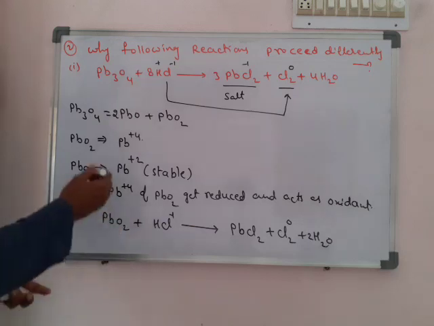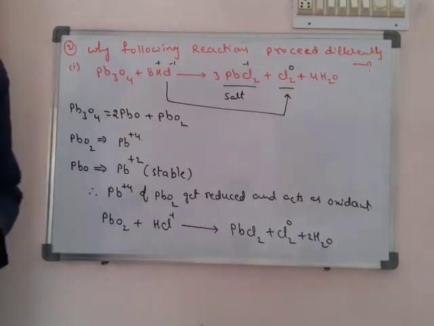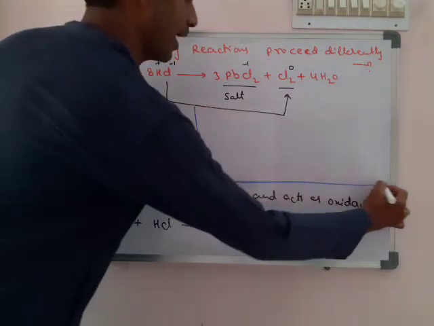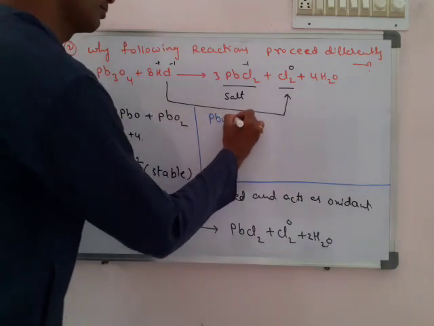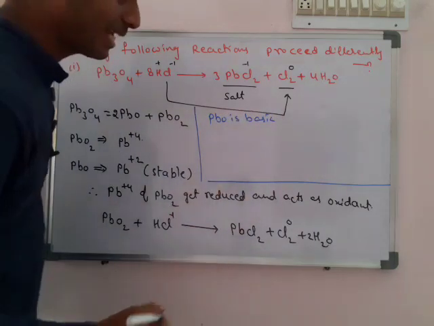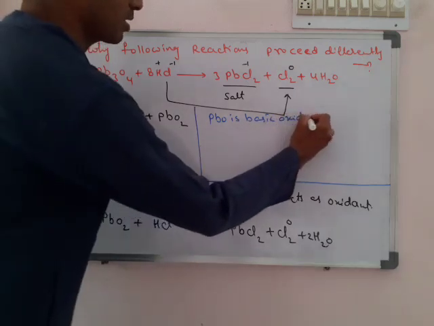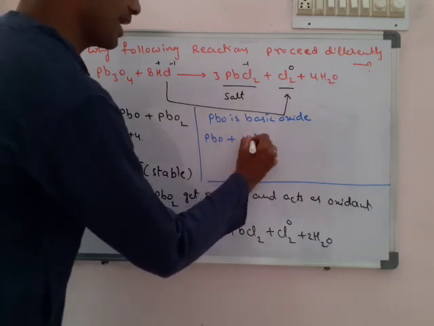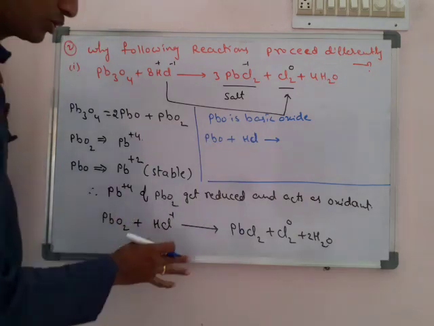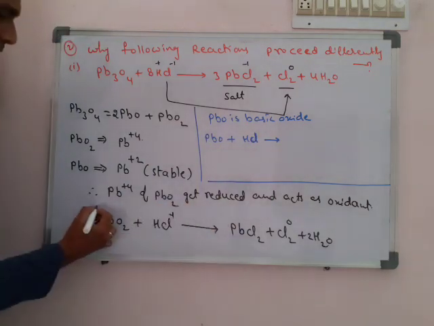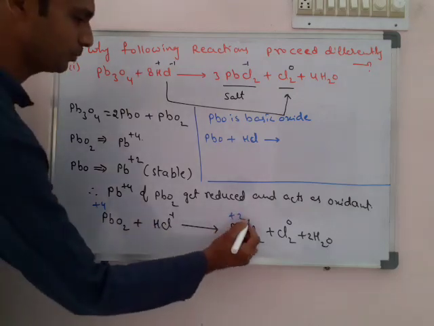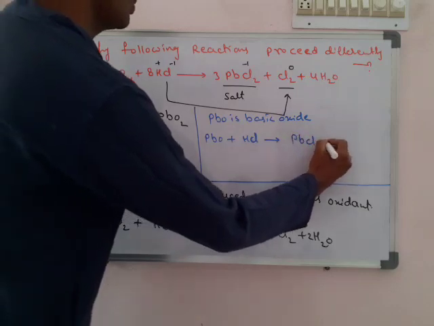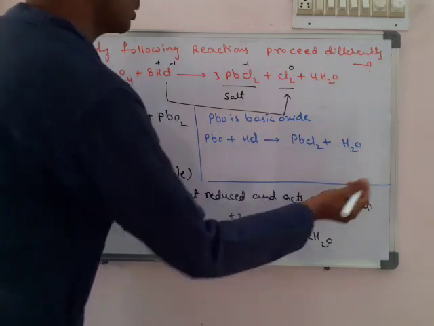Okay. Then what about this PbO? What is the nature of PbO? Actually PbO is a basic oxide. It is basic in nature, so we can simply say basic oxide. So it reacts with HCl. Here an acid base reaction has happened, and there an oxidation reduction reaction happened. Here Pb+4, there Pb+2. Here it becomes base plus acid reaction, and what is formed? PbCl2 plus water, salt plus water.